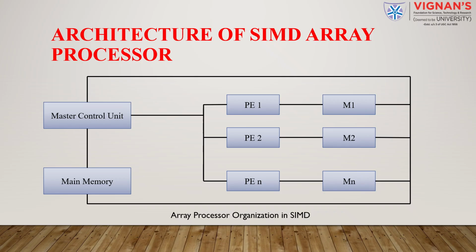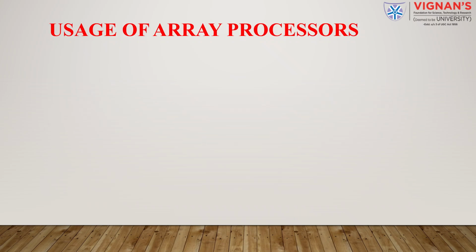The master control unit shouts one command, like add 5. And PE1 adds 5 to its data, PE2 adds 5 to its data, and so on, all at the exact same instant. So, why do we use these systems?